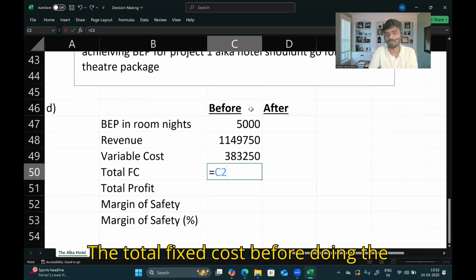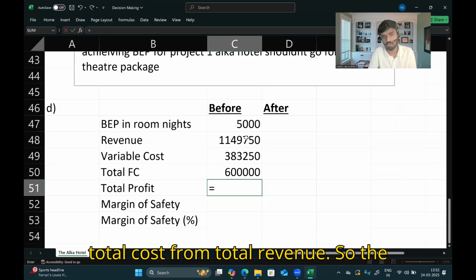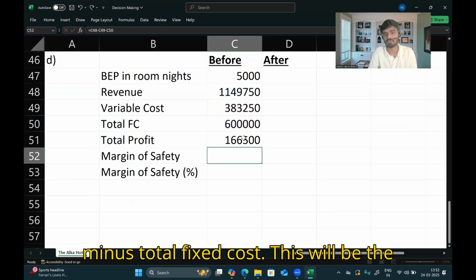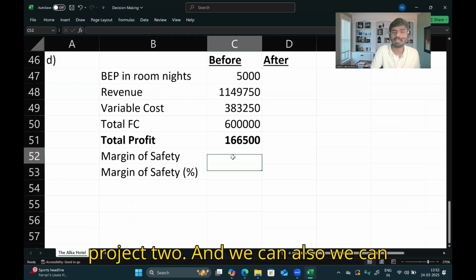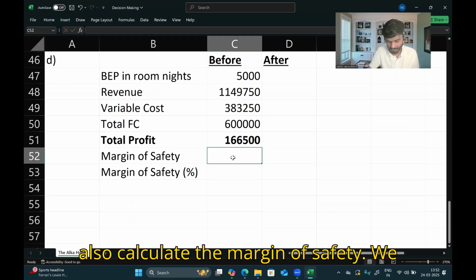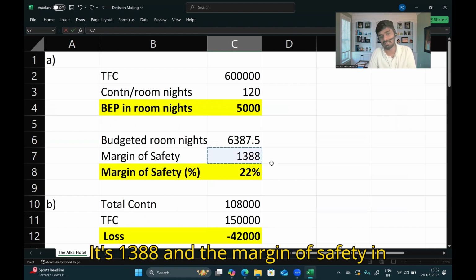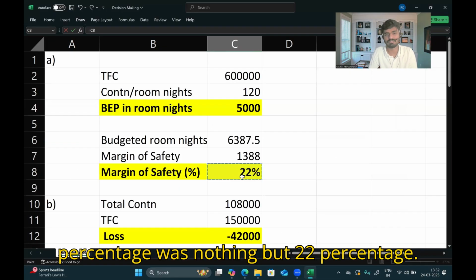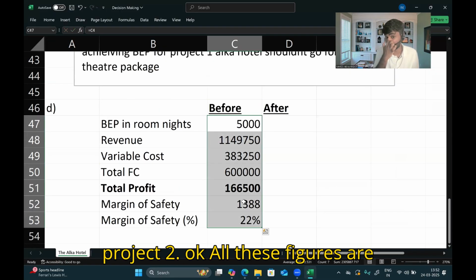The total fixed cost before doing the project was 6 lakh, and we can simply calculate the total profit by subtracting total cost from total revenue. So the total revenue minus total variable cost minus total fixed cost will be the total profit before doing project 2. And we can also calculate the margin of safety. We have already calculated the margin of safety before doing project 2. It's 1,388, and the margin of safety in percentage was 22%. Okay, all these figures are before doing project 2.